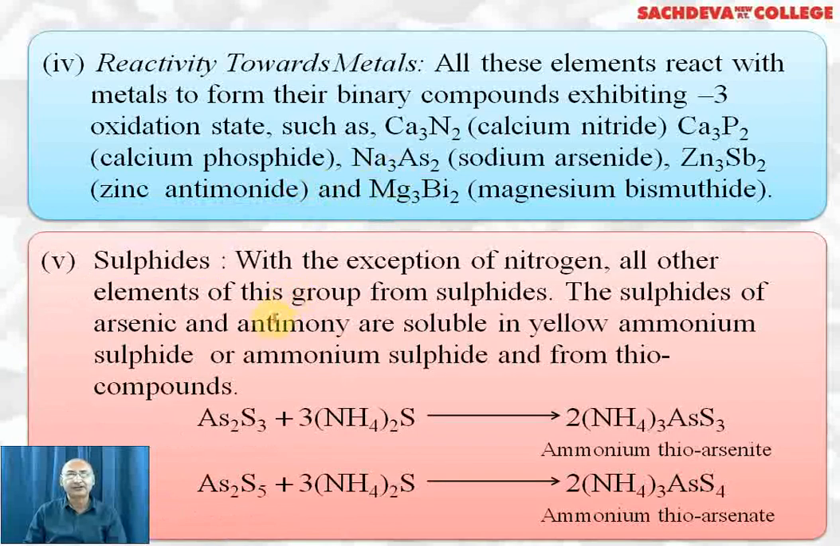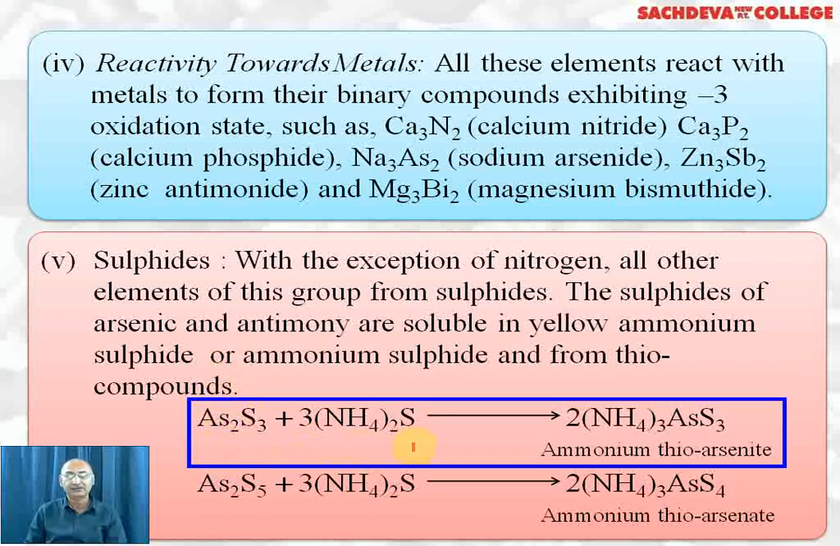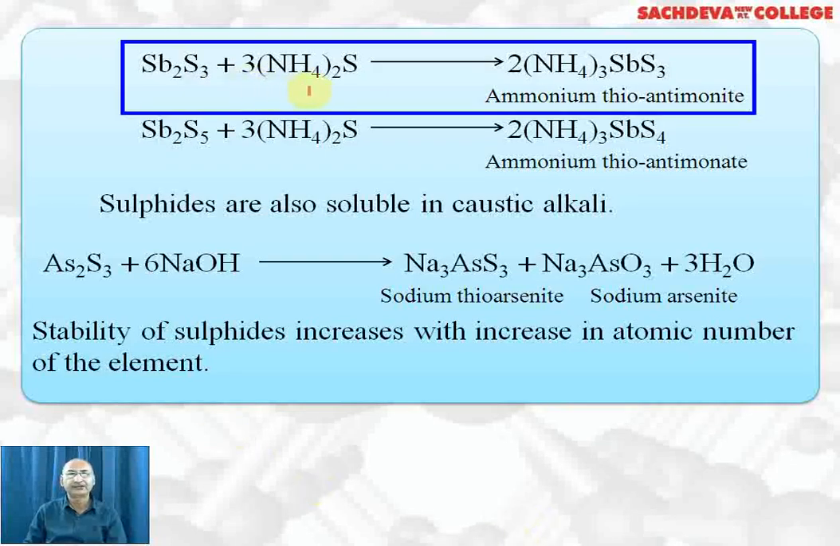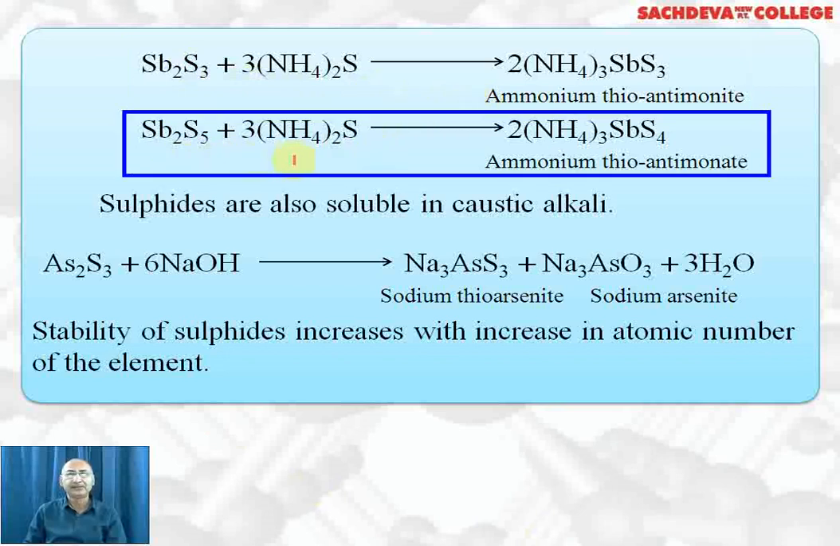Sulfides. With the exception of nitrogen, all the elements of this group form sulfides. The sulfides of arsenic and antimony are soluble in yellow ammonium sulfide, or simply ammonium sulfide, and form thio compounds. Arsenic sulfide reacts with ammonium sulfide to form ammonium thioarsenite, which is soluble in water. Arsenic pentasulfide reacts with ammonium sulfide to form ammonium thioarsenate. Antimony sulfide dissolves in ammonium sulfide to form ammonium thioantimonite. Antimony pentasulfide dissolves in ammonium sulfide forming ammonium thioantimonate.